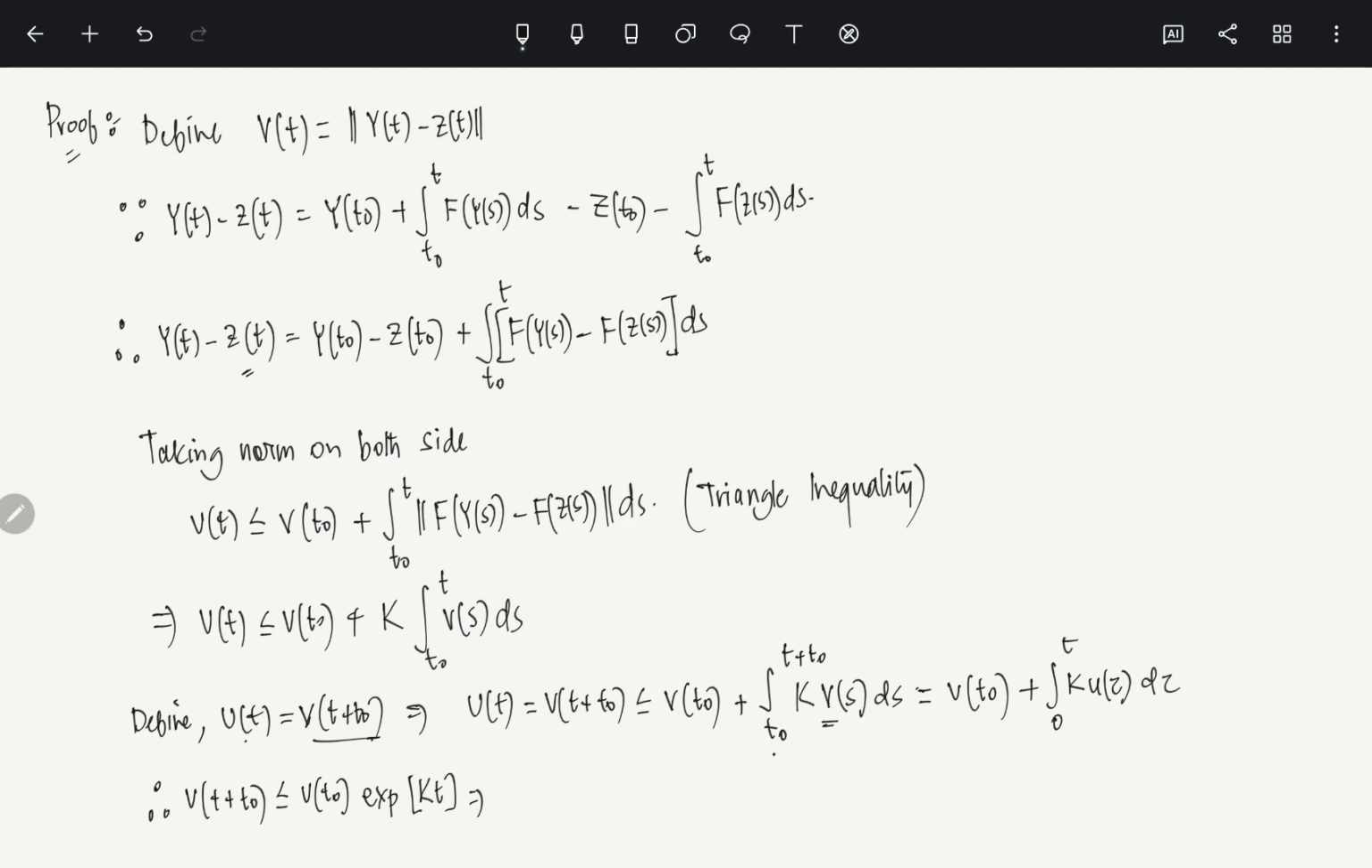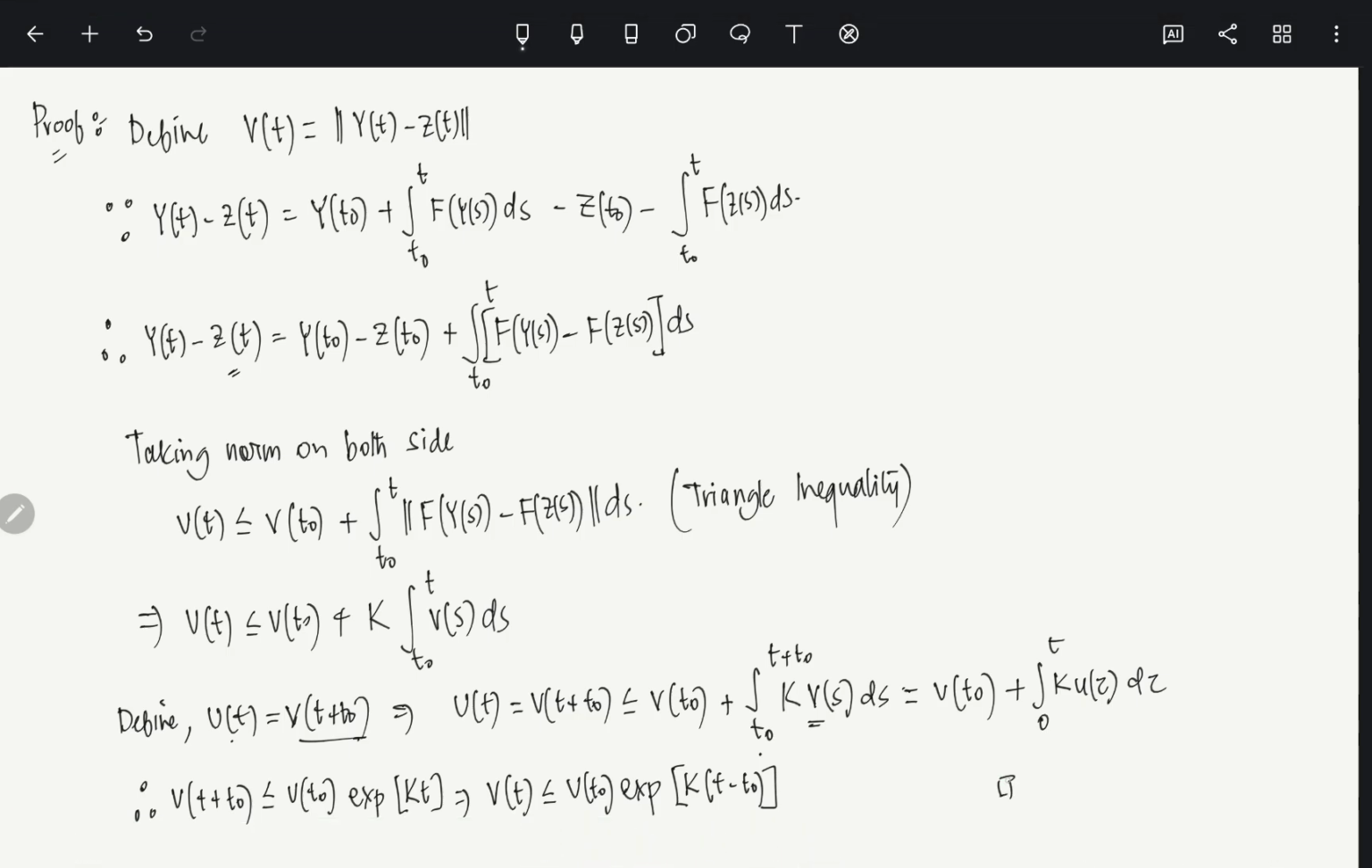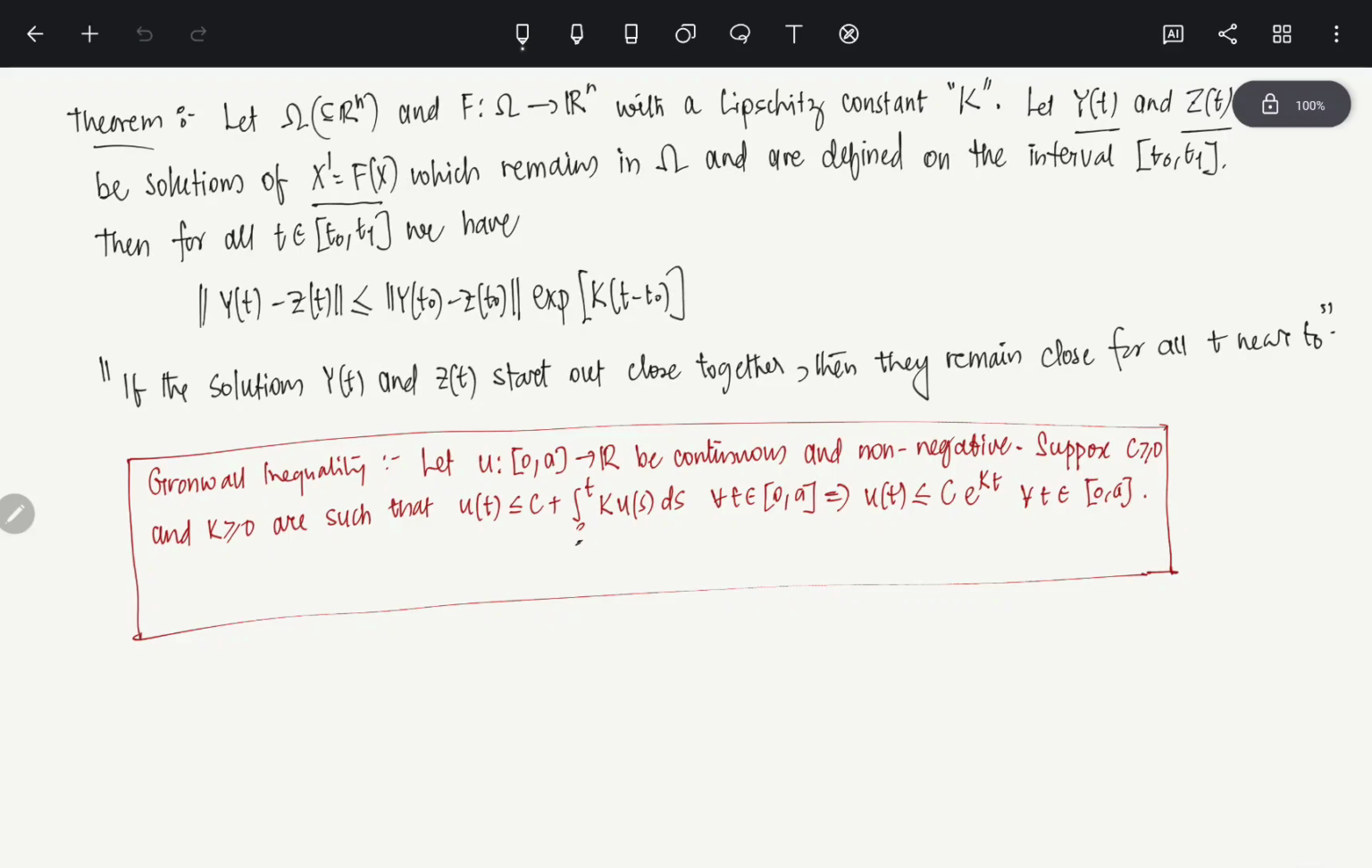That will imply that, what is V(t)? Then it will imply that V(t) is dominated by V(t0) times exponential of k(t minus t0). Here, and this is what the conclusion is. This is what the conclusion is. So we have the continuous dependence on initial data.